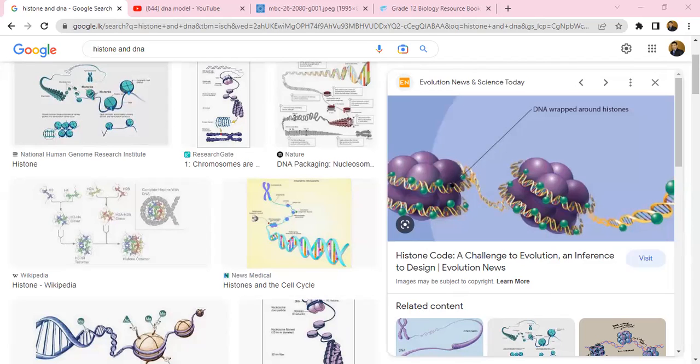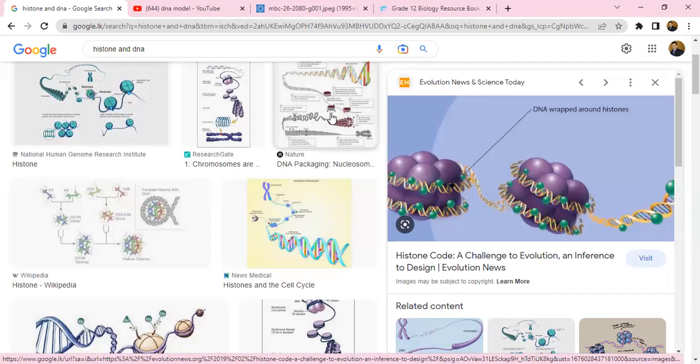This is what we call histone associated with DNA. So can we notice this arrangement in the domain bacterial DNA? No. In archaea, what is given to you in the table regarding this?